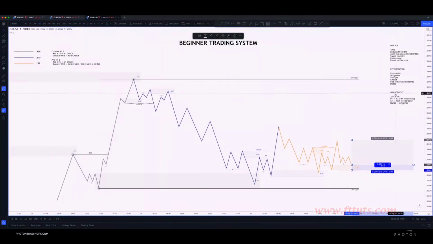Once you're in a trade, this is where we can use a combination of both the fixed R method and technical targets. So in this case, we're going to use fixed R to move our trade to break even. So let's say this is how we size the trade up.